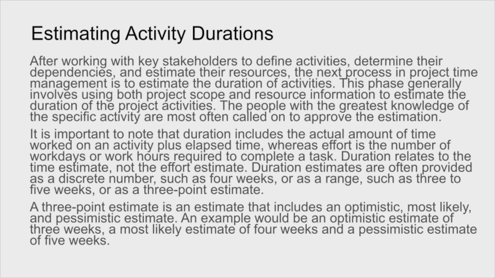So after working with key stakeholders to define activities, determine their dependencies, and estimate the resources, the next process in project time management is to estimate the duration of given activities. This phase generally involves using both project scope and resource information to estimate the duration of the project activities. The people with the greatest knowledge of the specific activity are the most often called on to approve the estimation.